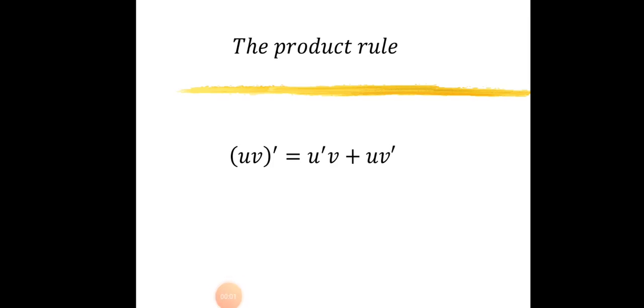Hello everybody, today we are going to discuss how we can find the first derivative of the product of two functions u and v. If you have a product of two functions u and v and you want to find its derivative, you have to use the product rule, which is u prime v plus u v prime. So you have to find the derivative of the first times the second plus the first times the derivative of the second.